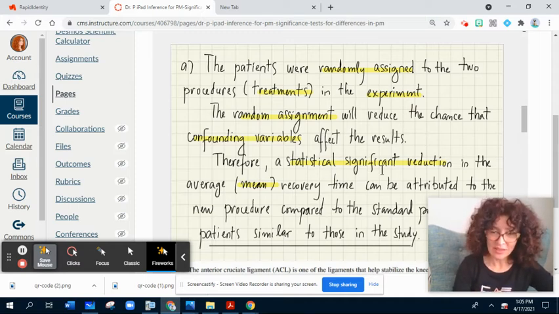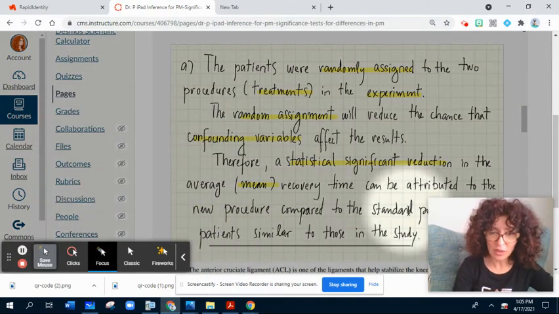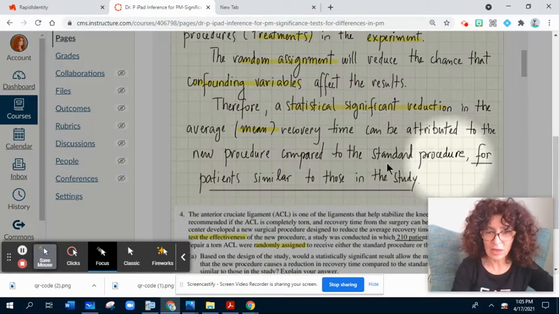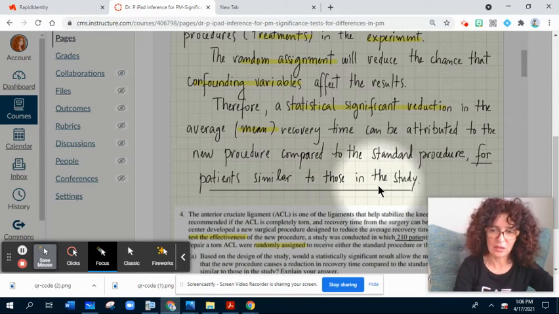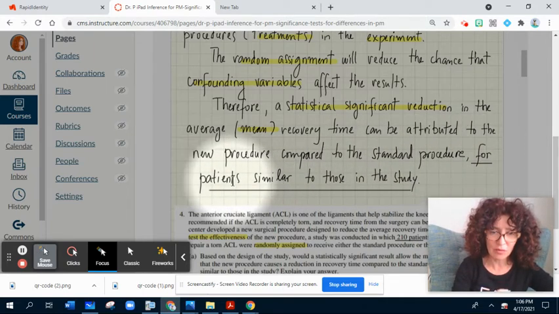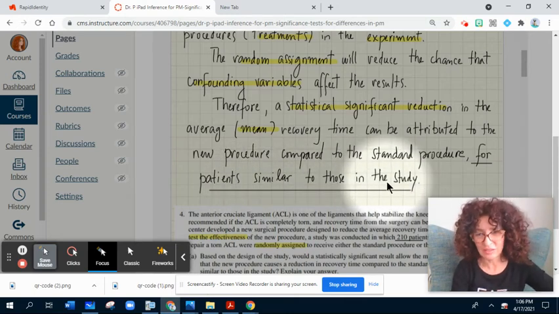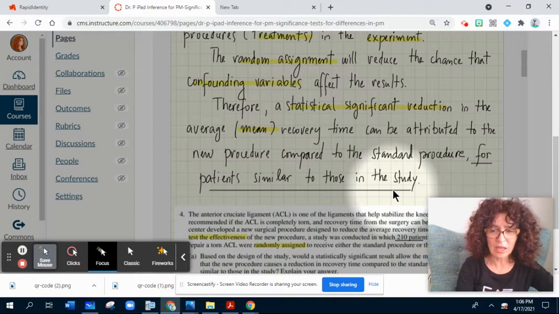So if we have this statistically significant reduction, we can infer that this could be attributed to the new procedure, compared to the standard procedure. And don't forget to explain that this will happen for patients similar to those in the study. Because generally, when you make an inference, you need to be very specific that the inference applies to patients or individuals similar to those that you used in the study. So don't forget about this wording in order to have a complete and accurate answer.